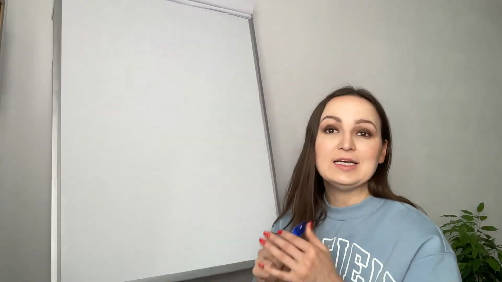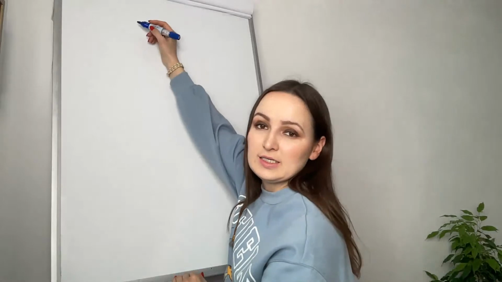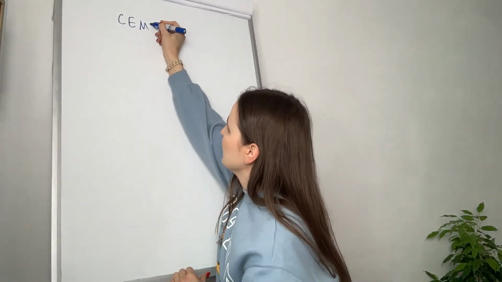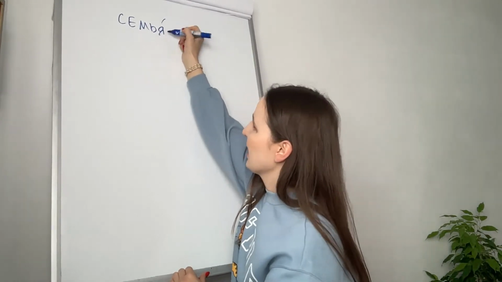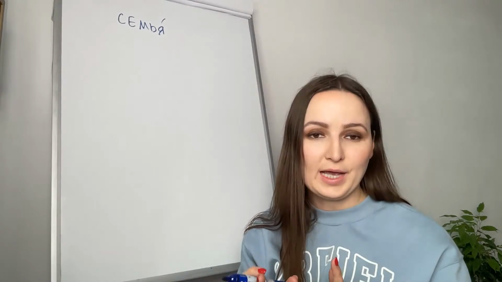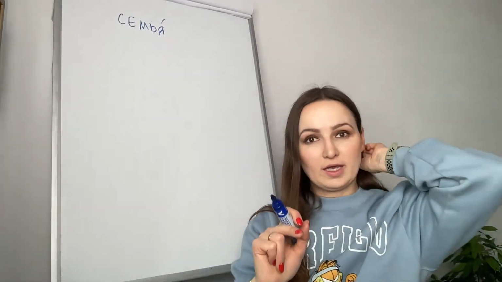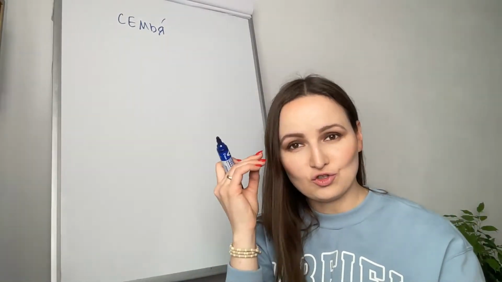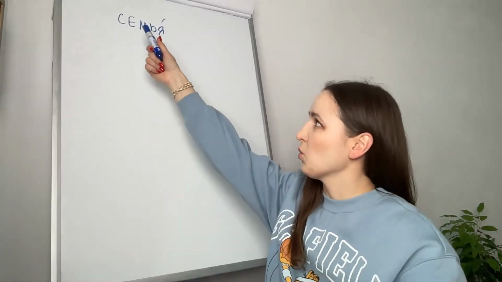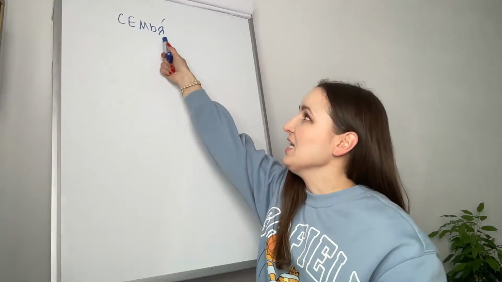Давайте начнем. Let's begin. The first word is семья. Семья. Давайте напишем. Семья. So this is the stress. The stress is on ya. Семья. Don't forget to practice with me out loud and try to imitate, to copy my pronunciation. So, семья. Ya is stressed.